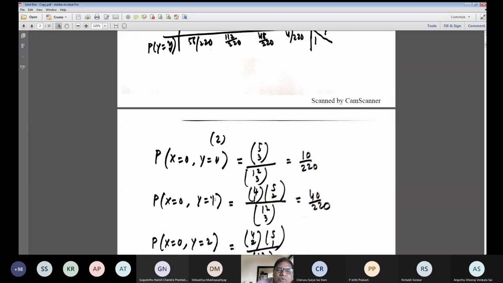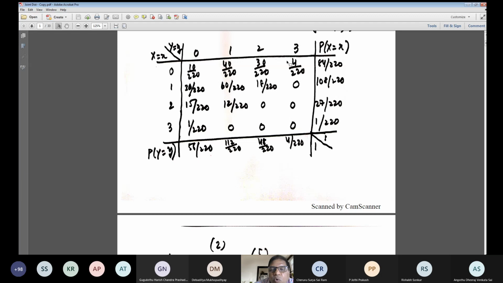Now if I take the row sum, you are summing over the other values of Y. So it is 84 by 220. Similarly, this row sum is 108 by 220. This row sum is 27 by 220. This row sum is 1 by 220. And similarly, I can sum the columns also. When I sum the columns, it is 56 by 220, 112 by 220, 48 by 220, 4 by 220.